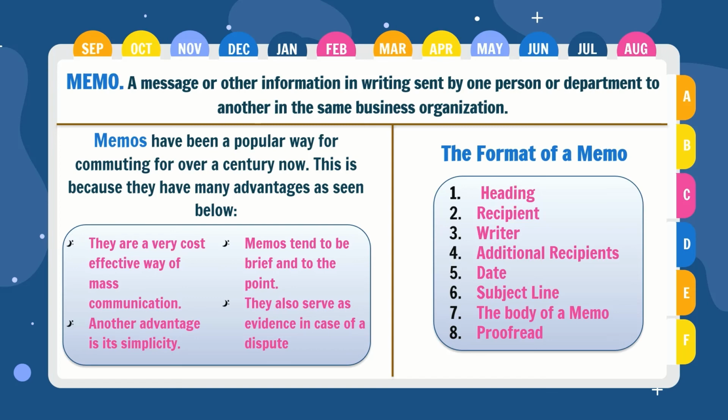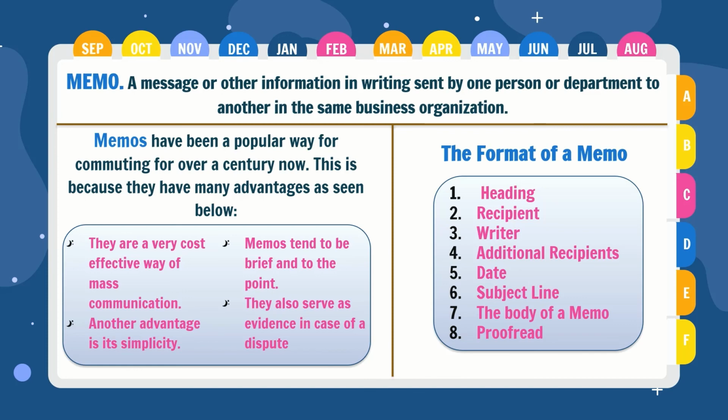Fifth is date. The date of writing the memo is an important detail that one must include. Sixth is subject line. This will give the reader a brief idea about the information in the memo. The line must be brief, precise, and to the point. And the seventh is the body of a memo. This is where all the information is contained.